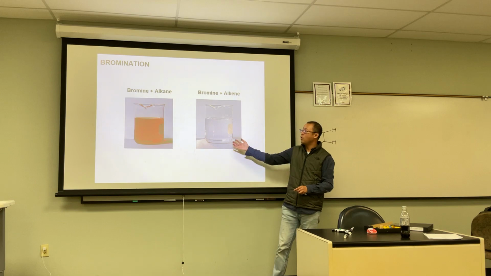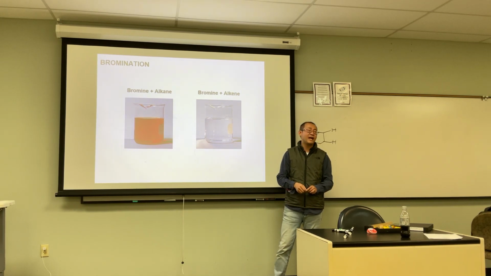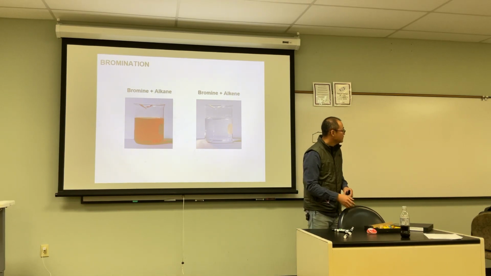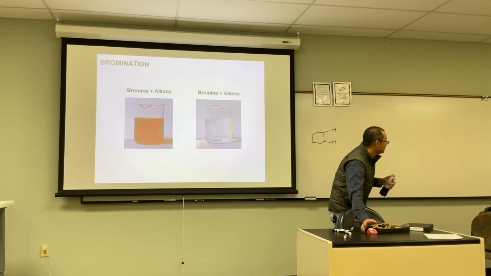You can watch this experiment; there are thousands of videos of it on YouTube, bromine with alkenes. You can see that when you drop the bromine into the test tube of alkene, the color disappears right away. The reaction is super fast. It doesn't need any catalyst. Good, guys? Okay, next.